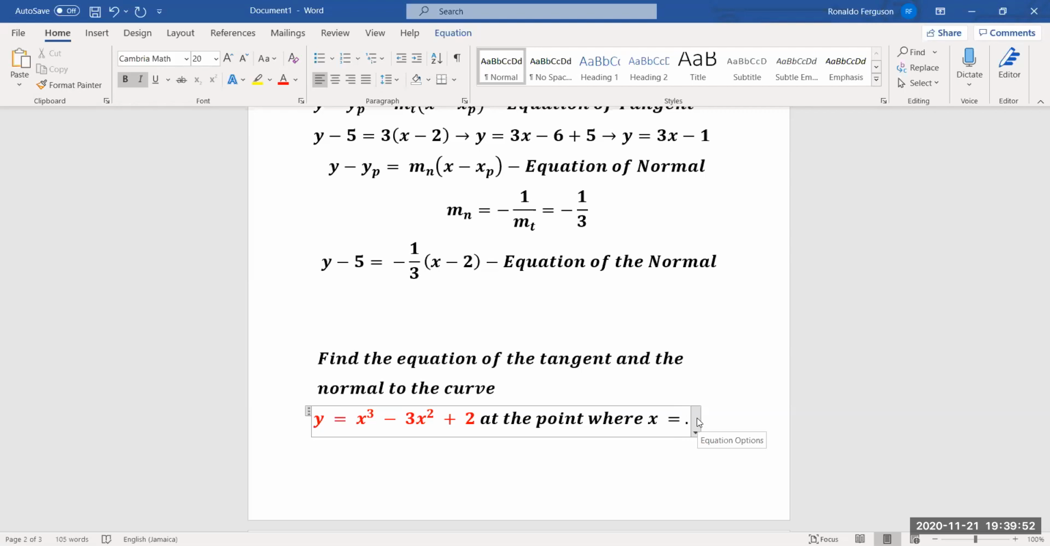x equal 5. Tell me how we do this now. So we're going to write example 2. So this is yours. I don't remember all the formulas for it.